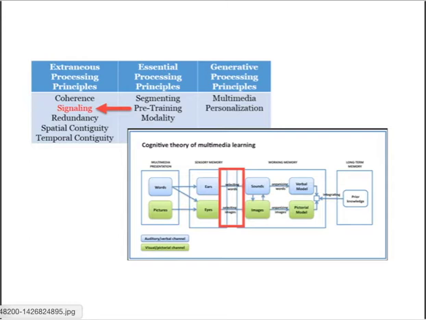If you notice in this graphic that I have on the screen, I've simply changed the color of the word we're speaking about and inserted an arrow to draw your attention to it. I've also used a red box to highlight the process we're addressing in the CTML graphic.